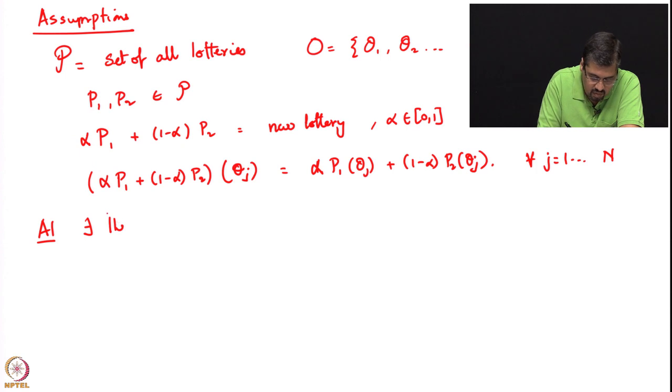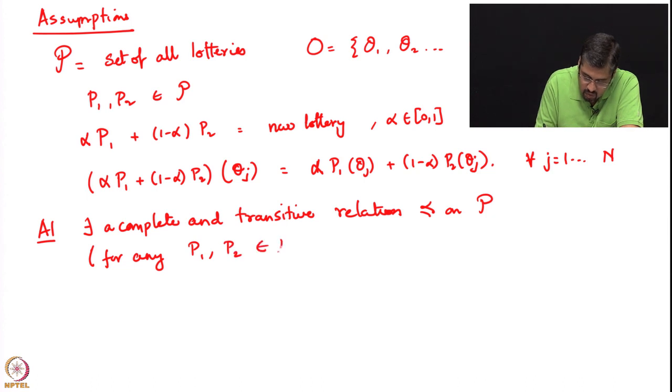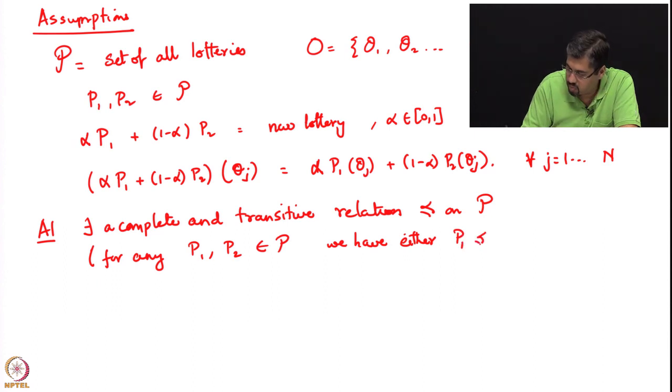The assumption is that there exists a complete and transitive relation on the set of lotteries. Which means that for any P1, P2 in this set of lotteries, we have either P1 less than or equal to P2 under this preference relation, or P2 less than or equal to P1.